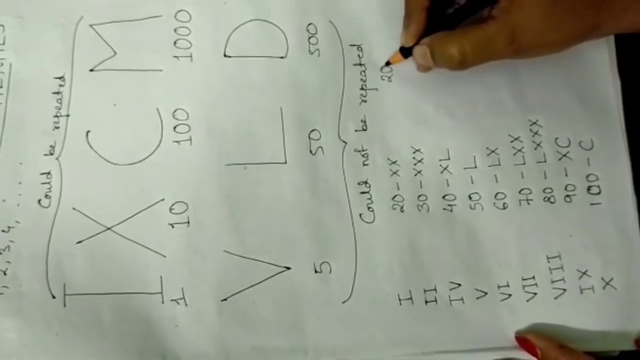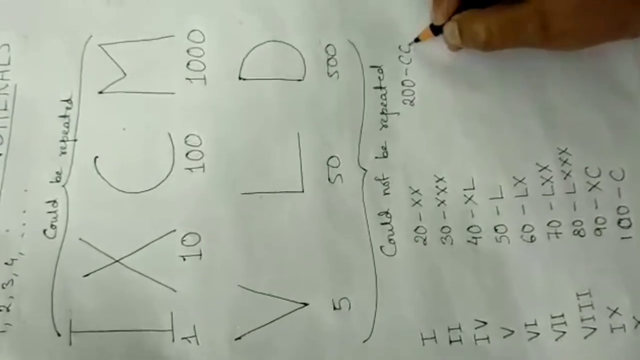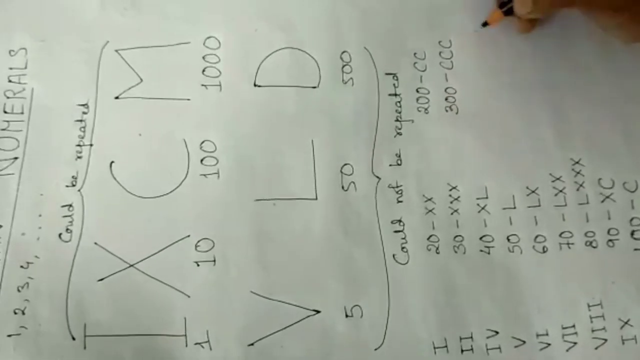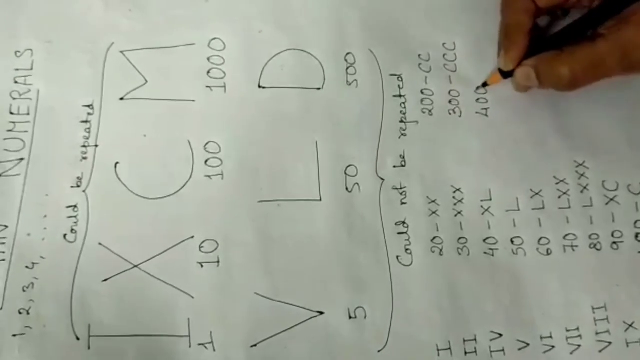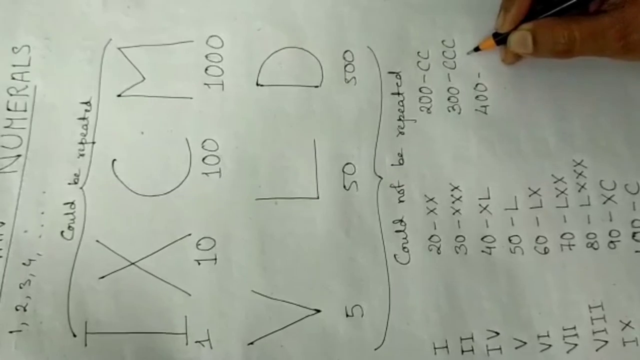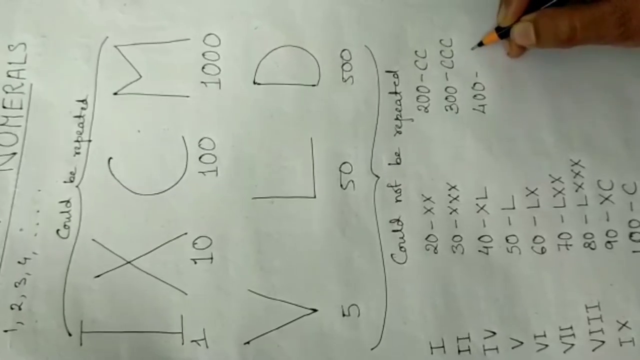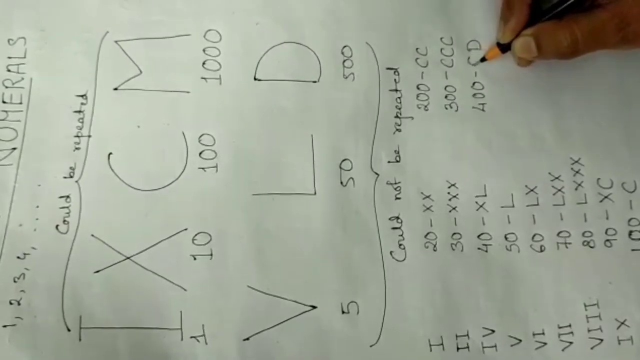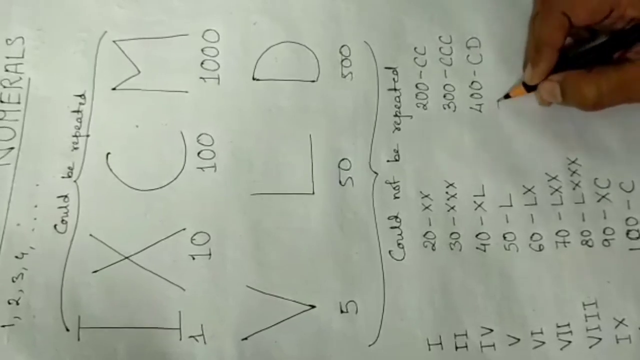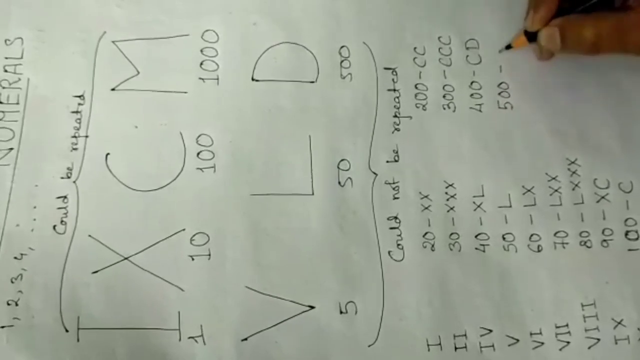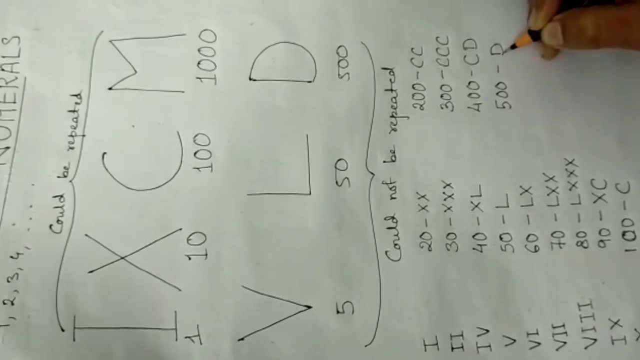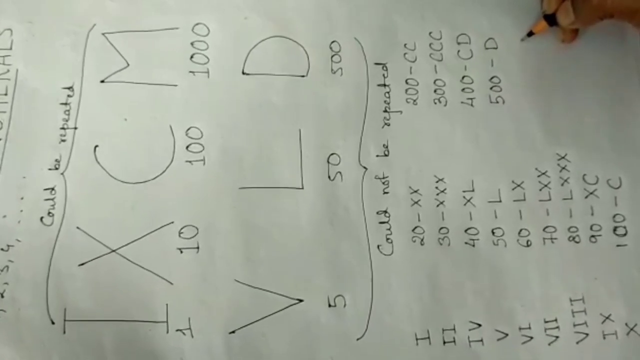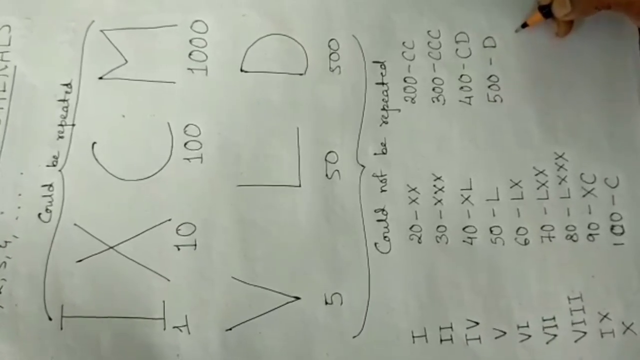When you are writing 200, you have to repeat C 2 times. For writing 300, repeat C 3 times. When you are writing 400, you have to take away 100 from 500. 500 is D. Taking away 100 from it means writing C before D. And for 500, you just write a D. Hope you all have understood how to write down the symbols in Roman numerals.